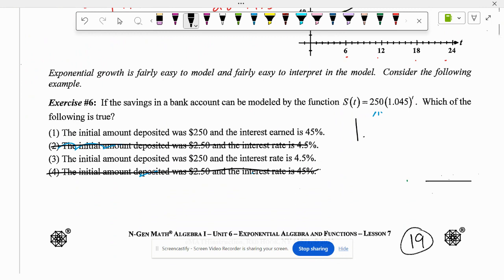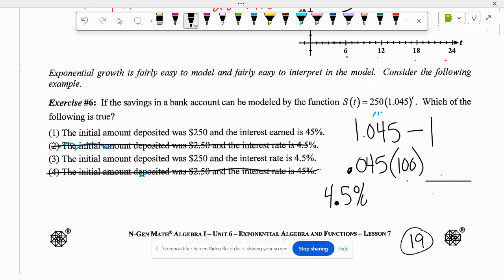All right, so let's look at this 1.045 and subtract 1 from that and figure out the percent of growth. Well, 1.045 minus 1 is 0.045. And when I multiply it by 100, I find out that my savings account is growing at a rate of 4.5%. So is it answer choice 1 or 3? 3. That's how you look at a function and decipher it.